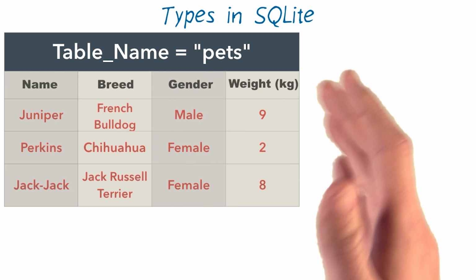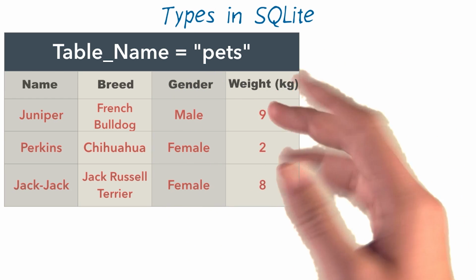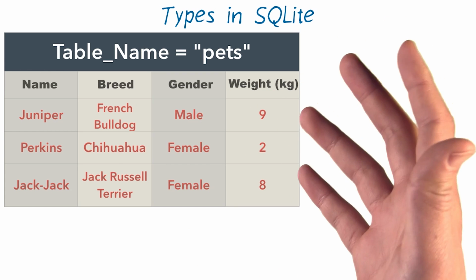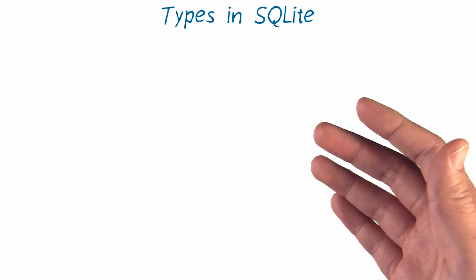Now, types work a little bit differently in SQLite than they do in Java. The names for the types are slightly different, but the idea is the same. So let's take a deeper look. SQLite uses a more general typing system. To better understand what this means, let's take a look at an example.